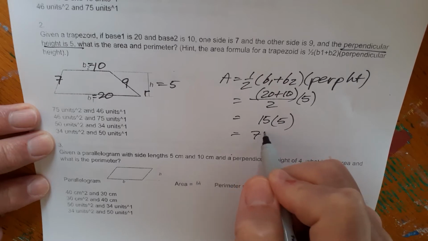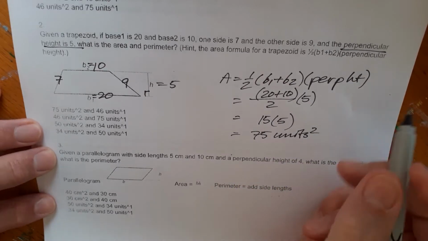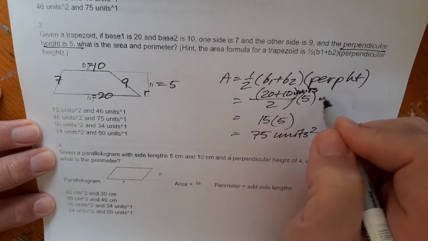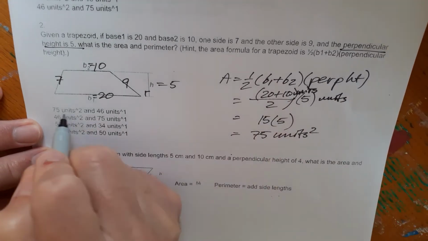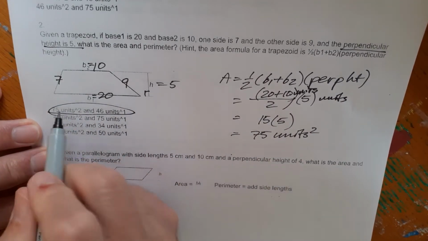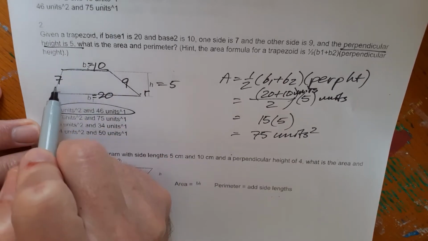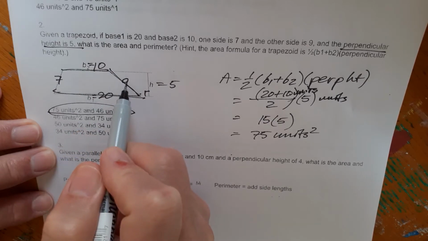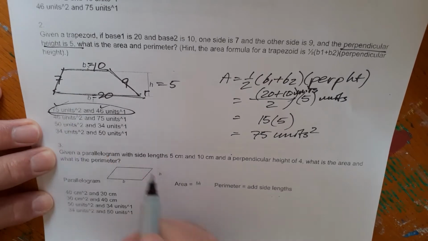So it equals 75. This is units squared because it's an area, and that would be units right here, units and units here. Units times units is units to the power 2. So 75 units squared. We know it's this answer. Let's check perimeter. If we go 20 and 10, those are two distances, right? That's 30. This would be 39 if you add it in, and this would be 46. So I like this right here too. Check and check.